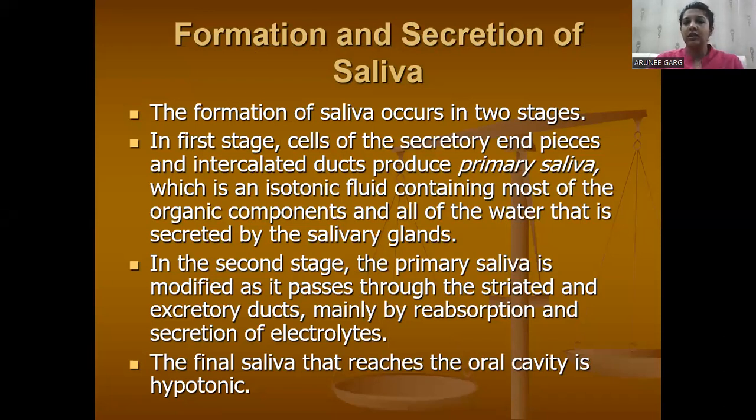The first stage is that cells of the secretory end pieces and the intercalated ducts produce the primary saliva, which is an isotonic fluid containing most of the organic components and all of the water that is secreted by the salivary glands. In the second stage of secretion, the primary saliva is modified as it passes through the striated and the excretory ducts, mainly by reabsorption and secretion of the electrolytes. So the final saliva that reaches the oral cavity is hypotonic.